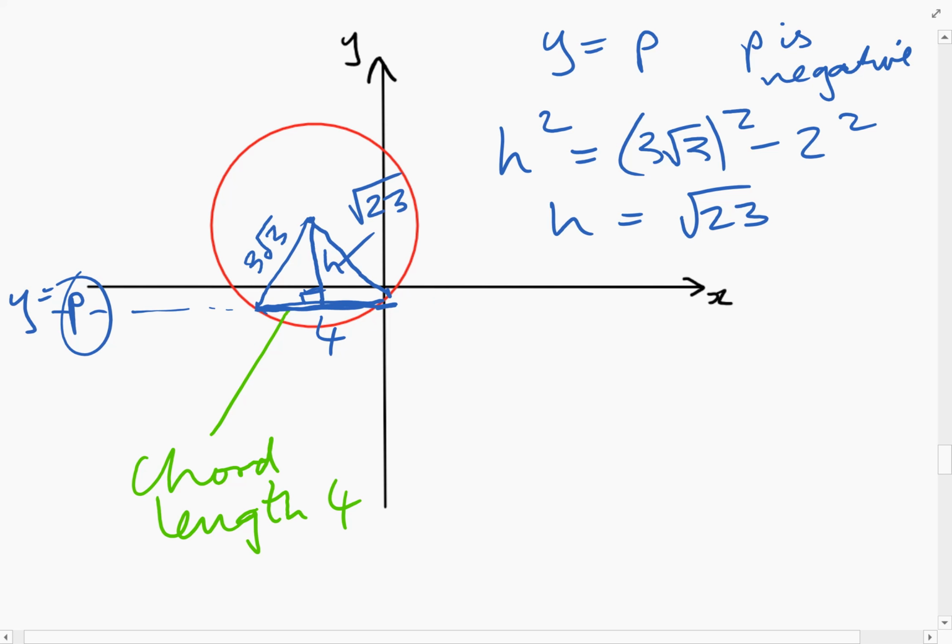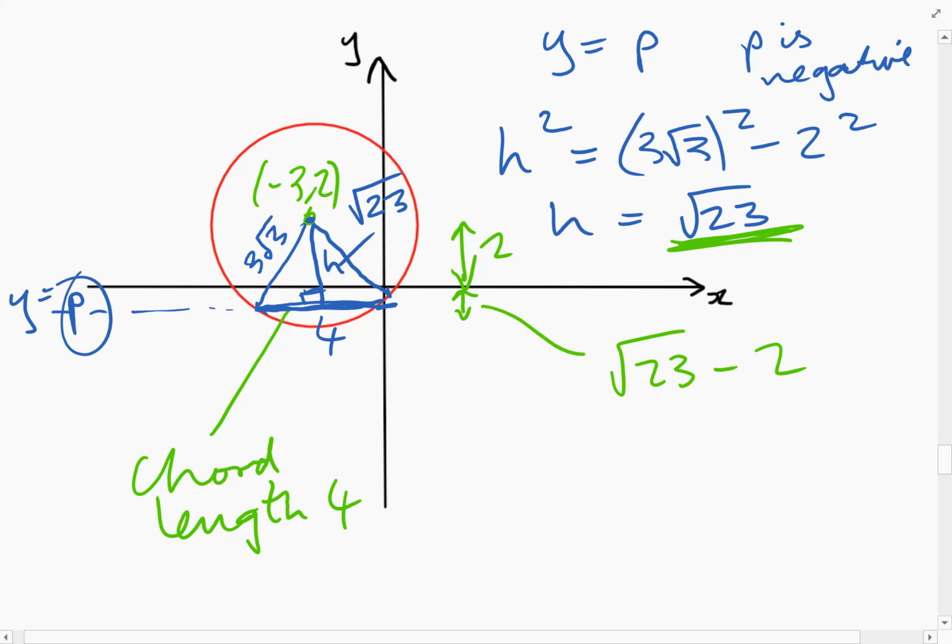Okay, so if h is the square root of 23, that means, if I just try and draw this carefully, remember this is 2 because the center is -3, 2. So that distance there is 2, and we want to find this tiny distance here. So if h is root 23, then when we do root 23 minus 2, that will give us the distance there. So that distance is going to be root 23 minus 2. And so that will be a positive value because root 23 is going to be bigger than 2.